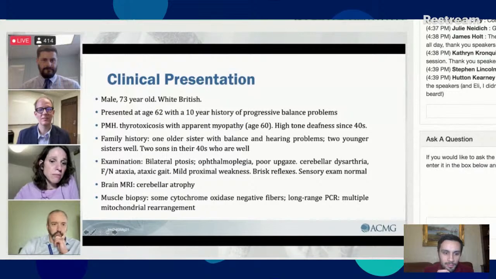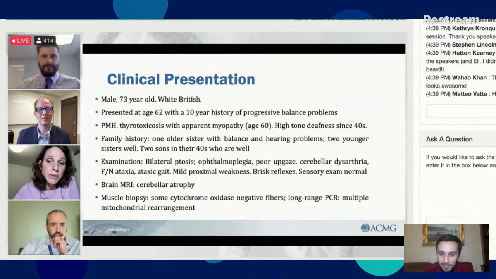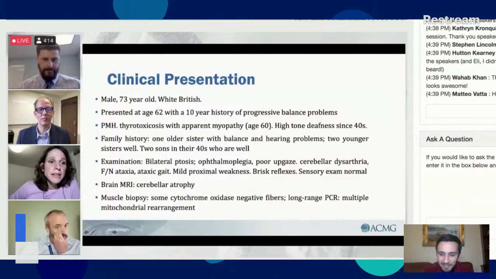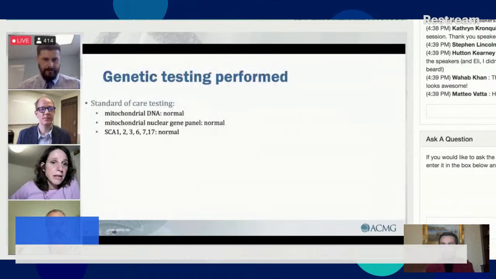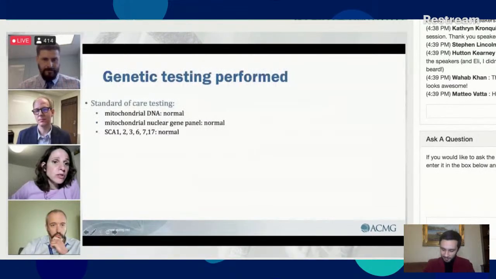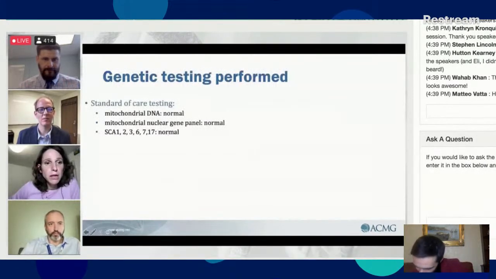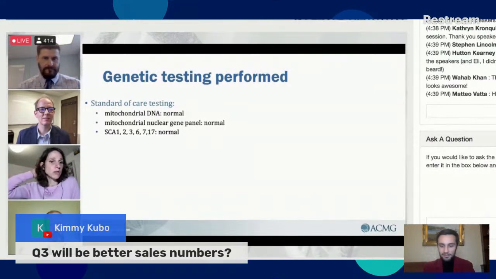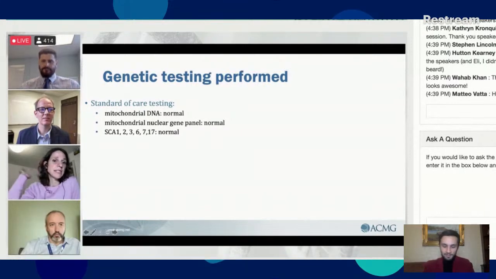So he had a muscle biopsy that showed some cytochrome oxidase negative fibers and long-range PCR showing multiple mitochondrial rearrangements. So he was tested using the standard of care genetic testing available in the NHS. He had the mitochondrial genome DNA sequencing, which was normal, a mitochondrial nuclear gene panel, which was normal, and he was also tested for the most common causes of adult ataxia, so spinocerebellar ataxia 1, 2, 3, 6, 7, and 17. These are all repeat expansions, and they were all normal.